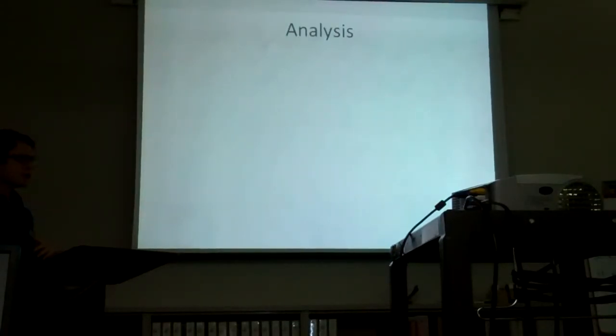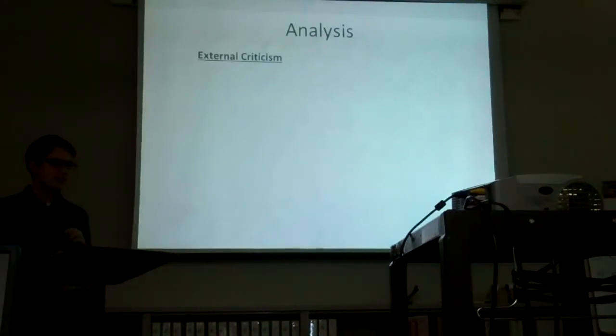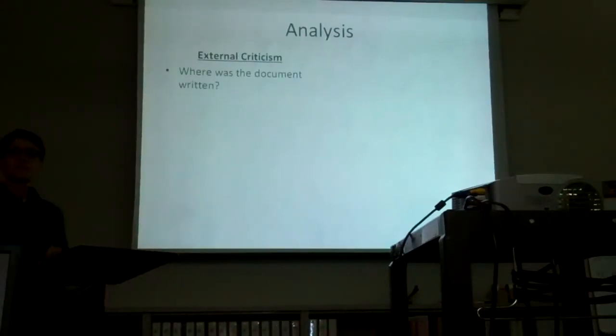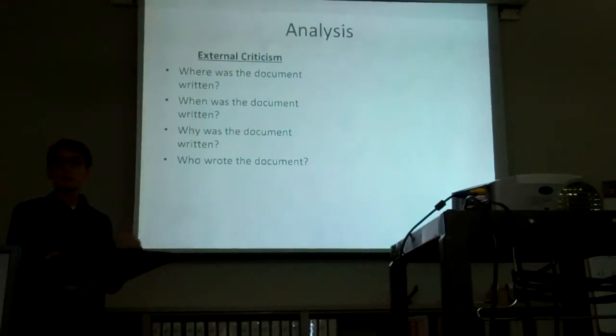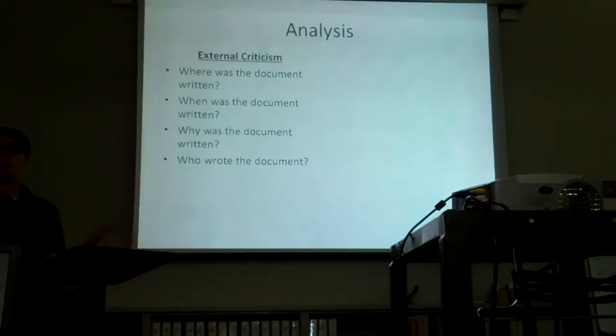External criticism is really defined as the process of verification and authentication of evidence. This can often be considered as the who, what, where, when, and why of the object that you have on hand. And some of the questions that you can ask are, where was the document written? When was the document written? Why was the document written? Who wrote the document? You can also apply that to things that aren't written, objects as well. Why was the object created? Why is it here? Why has it lived to now? And why am I looking at it?